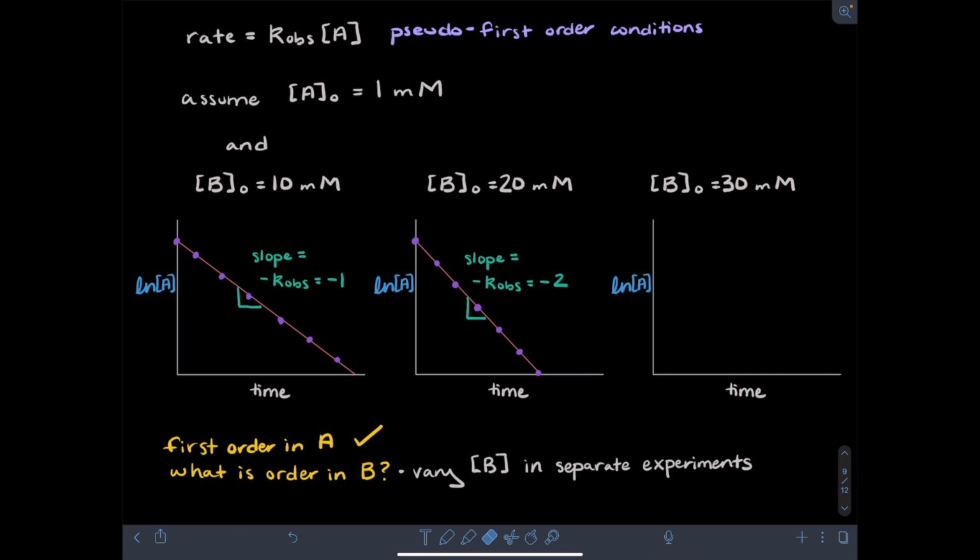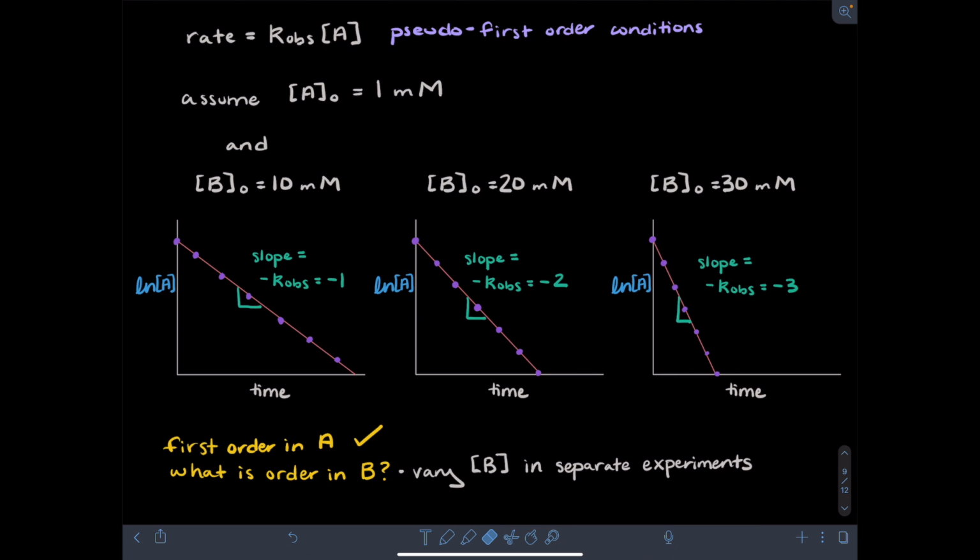Assume that this reaction gave you a slope of -2 instead. So the slope is more negative as the B concentration was doubled. Your slope is equal to negative of the observed rate constant, so k obs in this case is equal to +2.